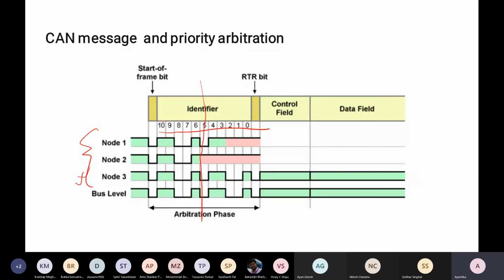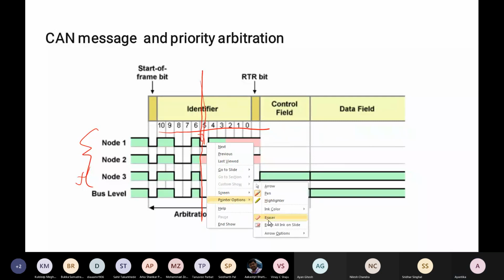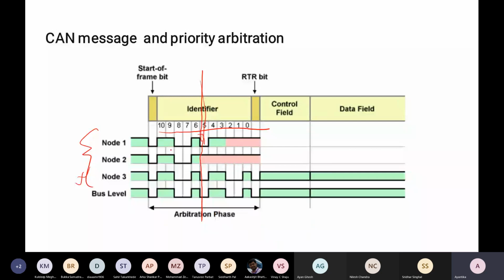According to the convention, the node which has the dominant bit first will have the priority. That means whenever there is a toggle from high state to low state, whichever node has this toggle will be considered higher priority. For example, here you see node 1, node 2, node 3. Up to the 6th clock cycle, everything is the same. Now come to the 5th clock cycle. For node 1, there is a toggle from high state to low state. For node 2, there is no toggle. And for node 3, there is a toggle.